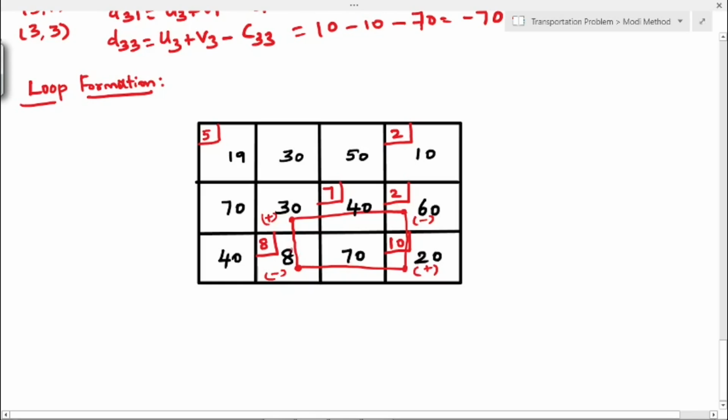Okay, so now after that we have to consider the negative signs. Here we have two negative places. One allocation is 8 and another allocation is 2. So we have to consider the least allocation. In that we have 8 and here 2, so I consider 2. Now using this 2, wherever we have positive we have to add and wherever we have negative we have to subtract. So now you have to form a new table, that is the next iteration.